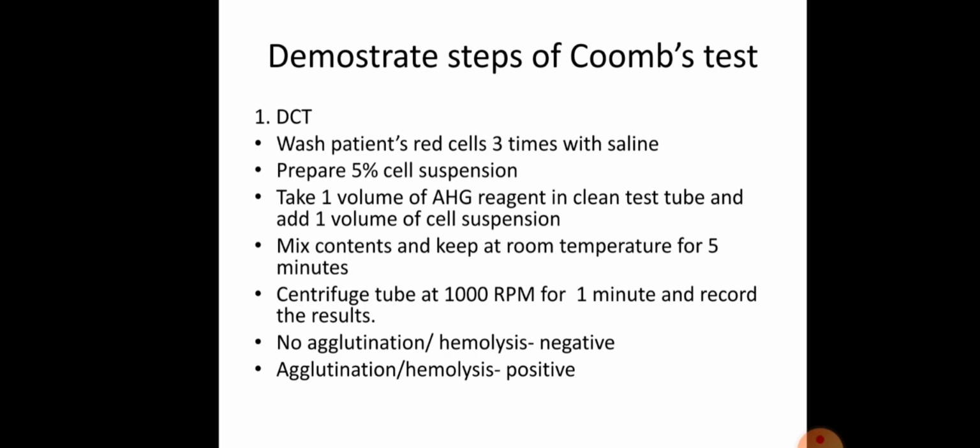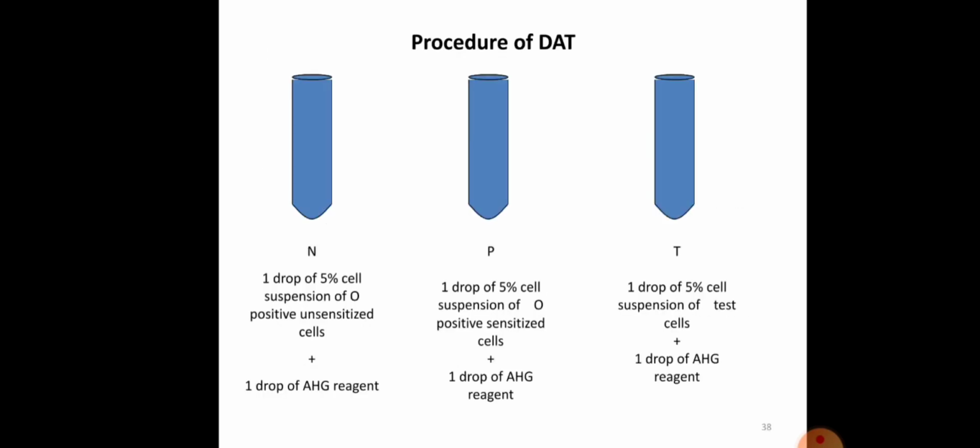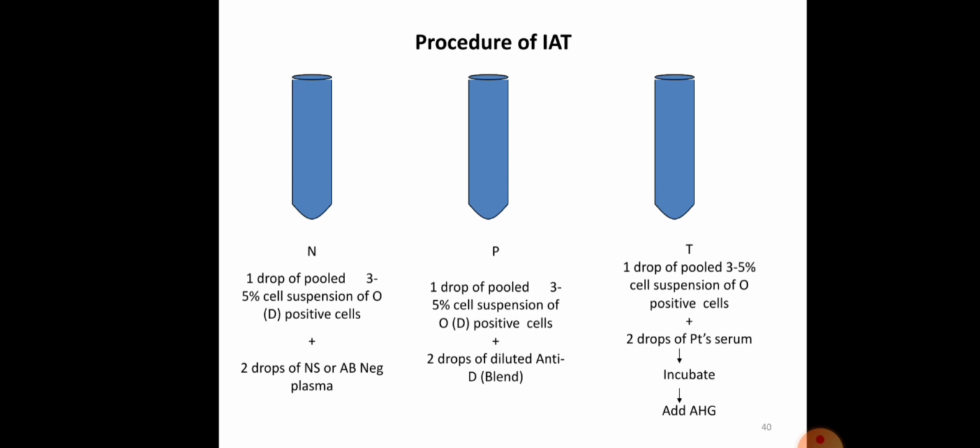Okay, so the demonstration of Coombs they have already done. For DCT, we also take the positive and negative control, of the unsensitized cell and the sensitized cell. As they told, the resident will take a 5% suspension of test cells. Along with that, AHG will be added, and they will look for agglutination. Similarly with the ICT, but here they will take the serum and the pooled O cells, then incubate, then add the anti-globulin, and then look for agglutination. They have both positive and negative control too.